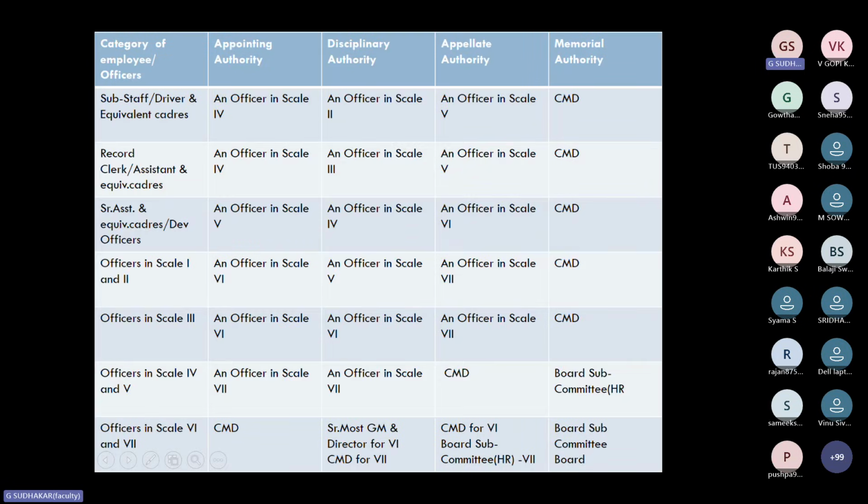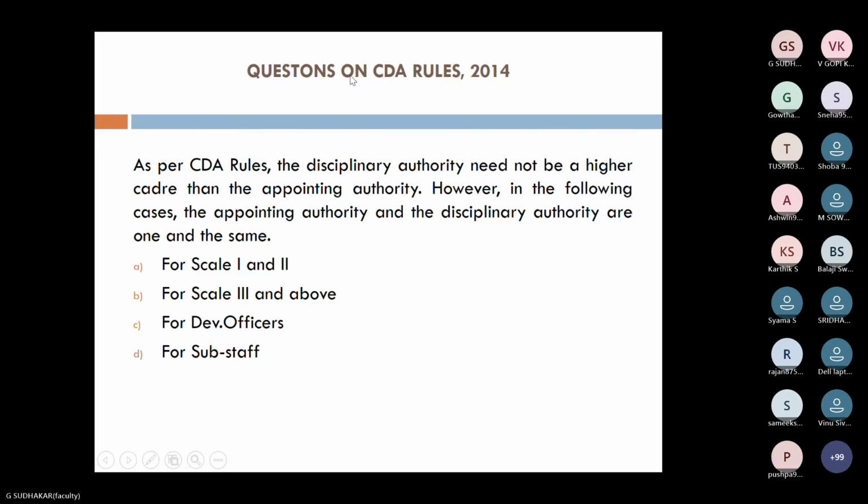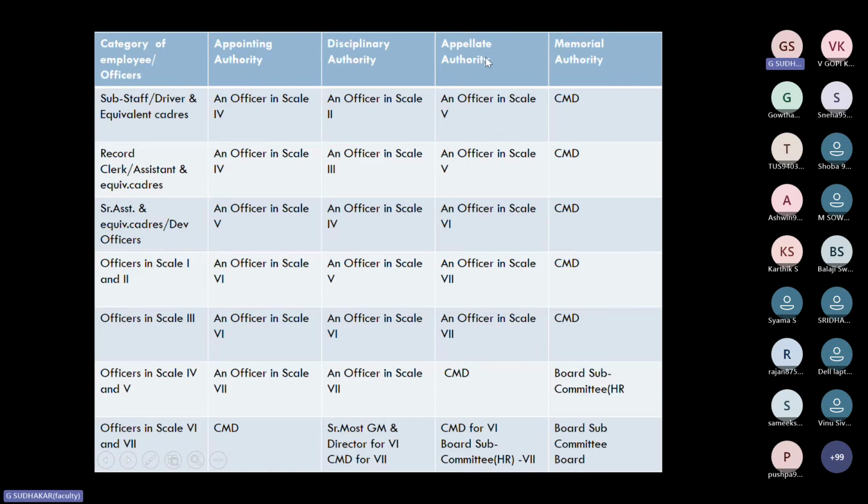So this is a very important slide. Who is the category? The category of employees in the first column. Who is the appointing authority? Who is the disciplinary authority? Who is the appellate authority? Who is the memorial authority? For each cadre, I have briefly narrated everything. 1 or 2 questions from this slide may come. Last year questions came.